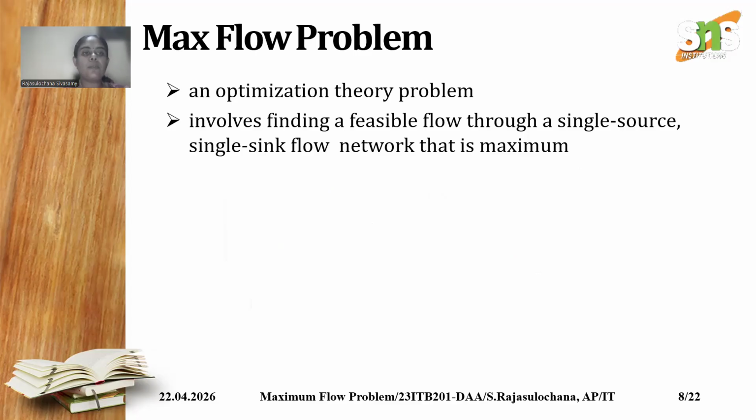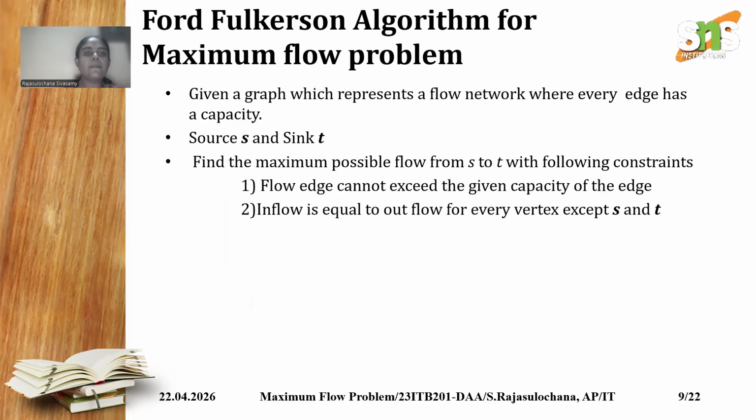So this Maxflow problem is an optimization problem. It does not involve finding just the possible flows, but it involves finding the feasible flow through a given flow network from a single source to a single sink in such a way that the flow is maximized. This max flow problem can be solved using various algorithms. In today's lecture, we are going to see how this max flow problem is solved using the Ford-Fulkerson algorithm.